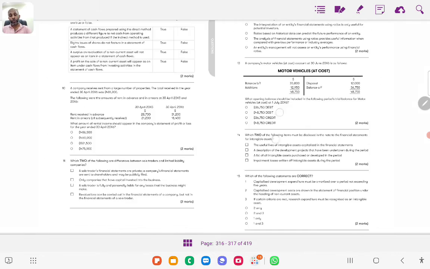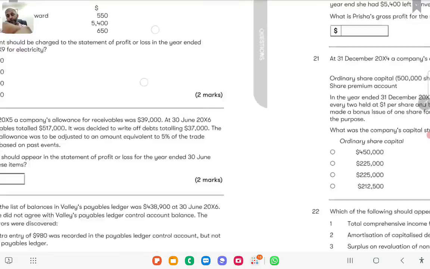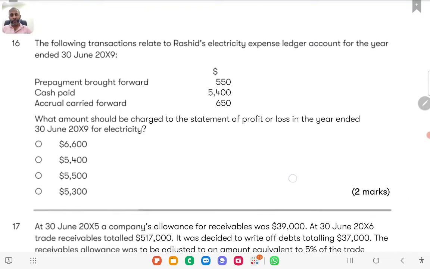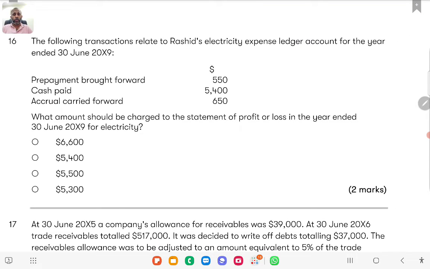Let's move on to the next one. The following transactions relate to our company's electricity expense ledger for the year ended 30 June 2019. Prepayment brought forward 550, cash paid 5,400, accrual carried forward 650. What amount should be charged to the statement of profit or loss in the year ended 30 June 2019 for electricity? Let's work out this question.